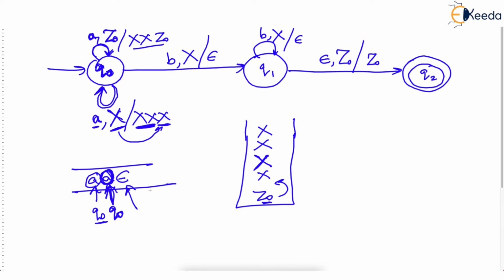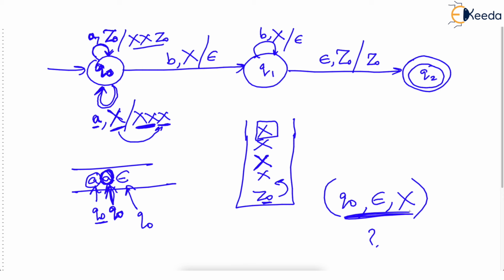Now you are reading epsilon in Q0. So what's the configuration? You are in Q0, you are reading epsilon, and top is X. What should PDA do? PDA says, I don't know what to do, because such a configuration is not defined. Do you see Q0 reading epsilon? No, you have Q0 reading a, Q0 reading b, but you don't have Q0 reading epsilon. Then machine halts in Q0 state.